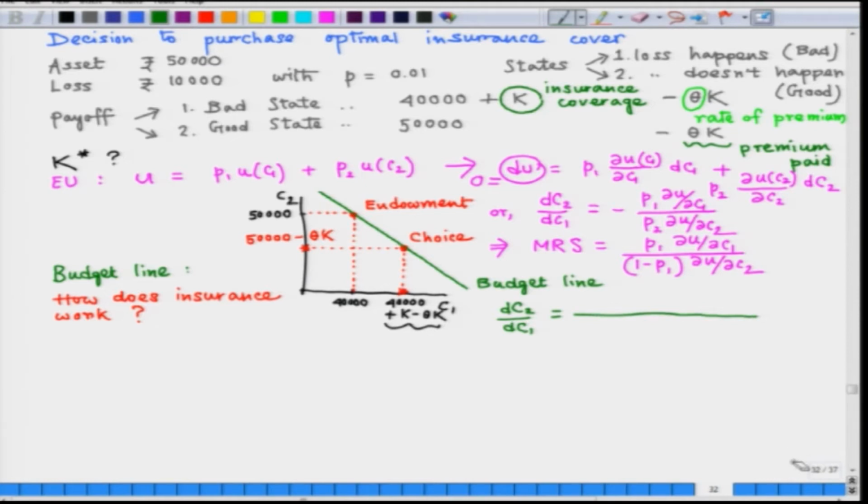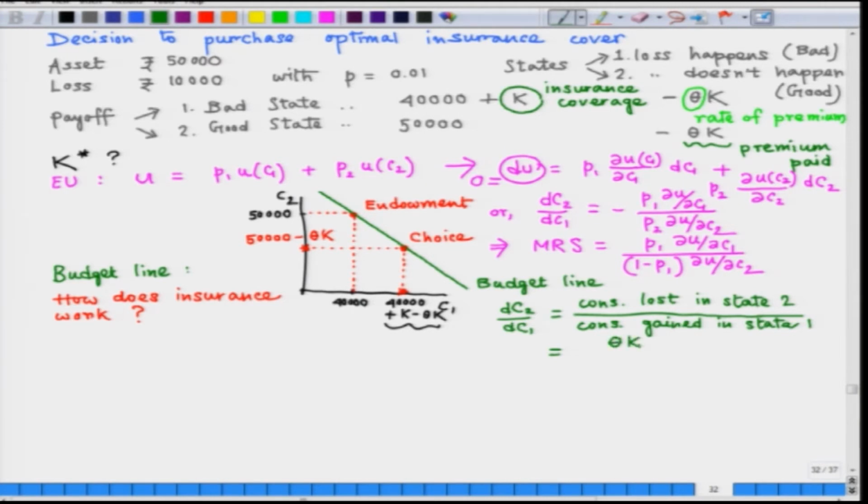So, as you remember, the budget line slope can also be interpreted as the ratio of prices of consumption goods. So, here this will be prices of consumption goods in 2 different states. So, we can write consumption lost in state 2, which is a good state, over consumption gained in state 1, which is a bad state. And I am talking about the absolute value of the slope.